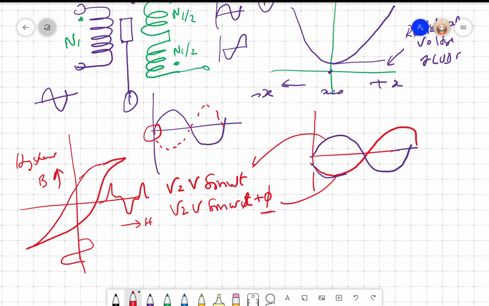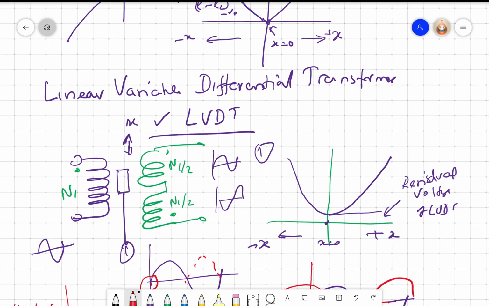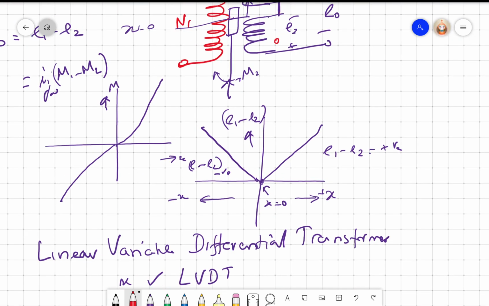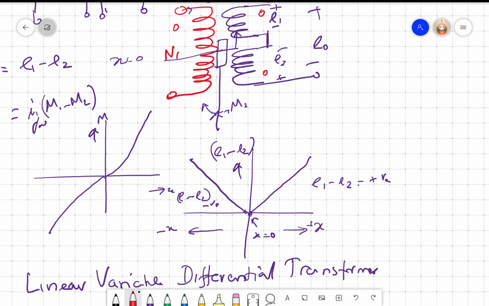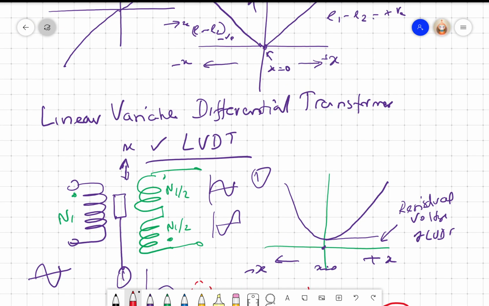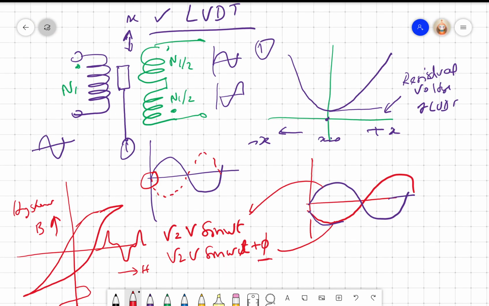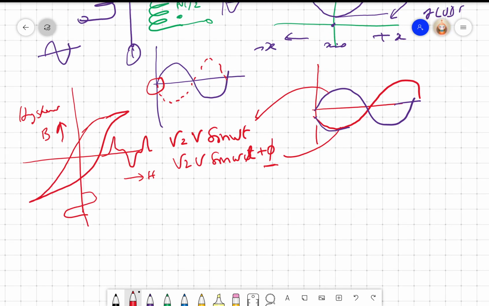So, if we look at inductive type transducers, there are only these types of transducers that are very popular, that are in use in the industry right now, and we will look at the signal conditioning circuits for the inductive type transducer in the next class. So I'll stop here.